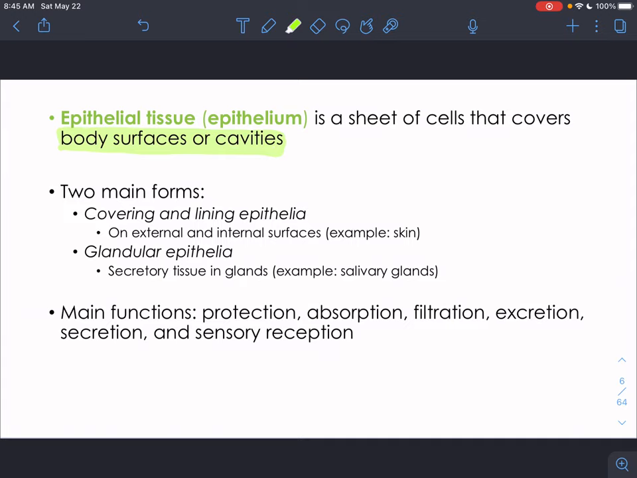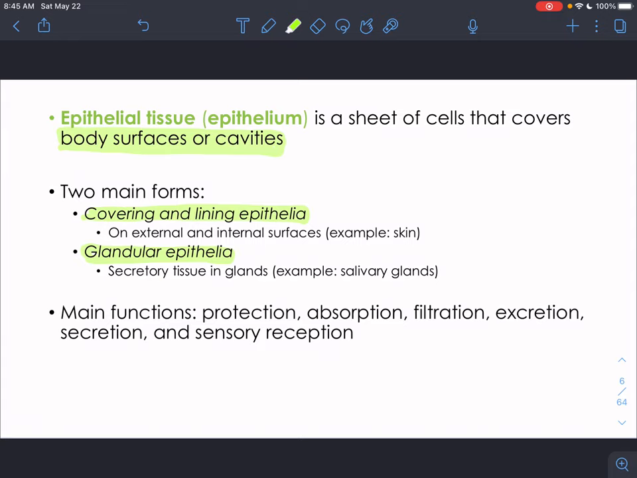Okay, and it comes in two main forms. The main one that we're going to be talking about is the covering and lining epithelia. Again, that's just going to be on the surface, either external or internal, so on your skin, lining your digestive tract, lining your lungs, etc. We also have glandular epithelia, which is just the secretory tissues that we can find in glands. For glands that produce saliva, mucus, all your glands, the tissue making them up and producing the gland itself is going to be epithelial tissue.